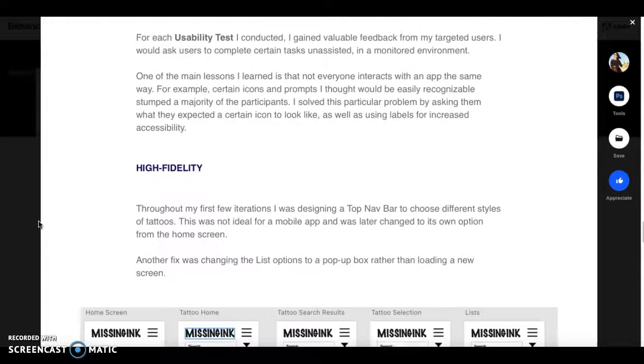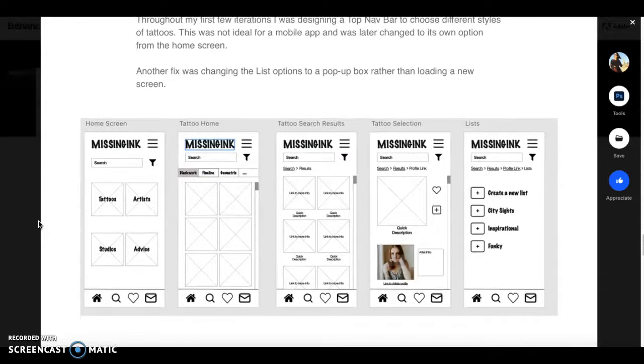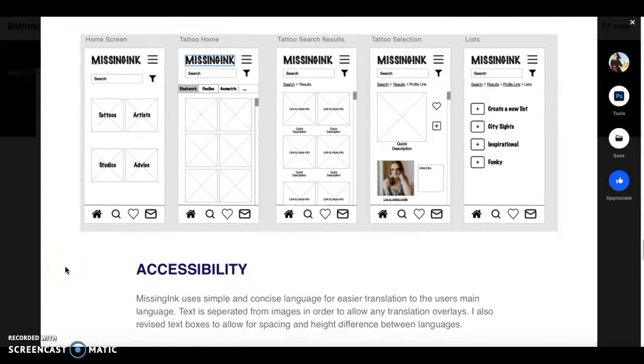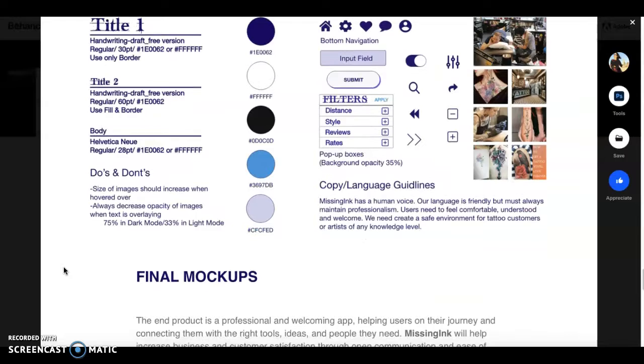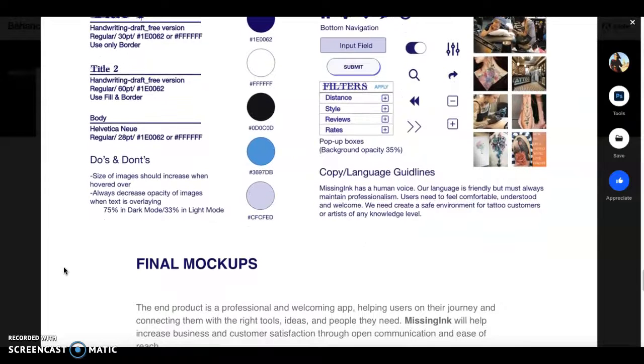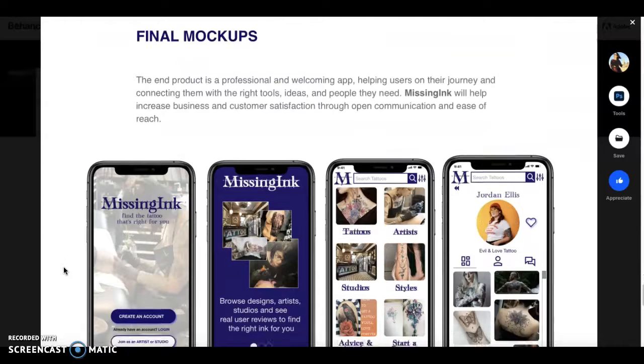Throughout my iterations, icons were constantly being tested and changed to make sure they were as recognizable as can be to the majority of my audience. Thanks to rigorous user testing, my latest mockup is more concise, visual, and user-friendly.